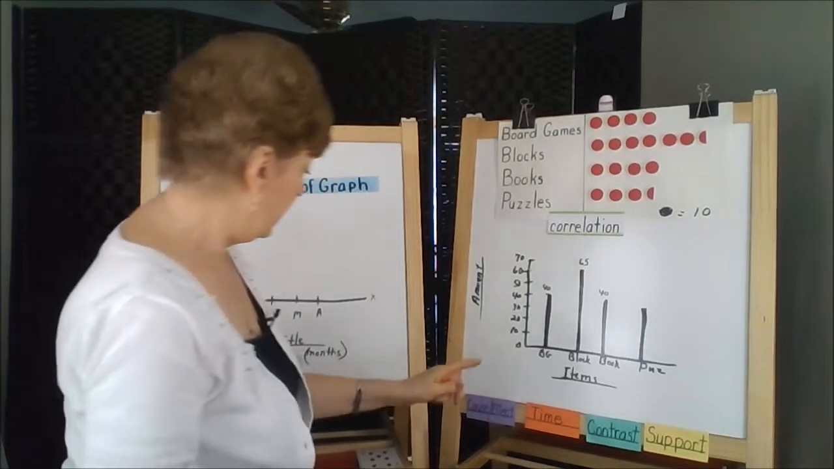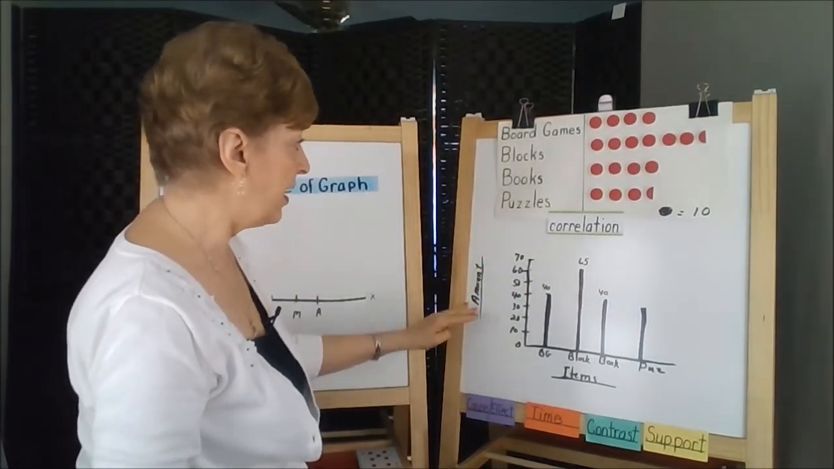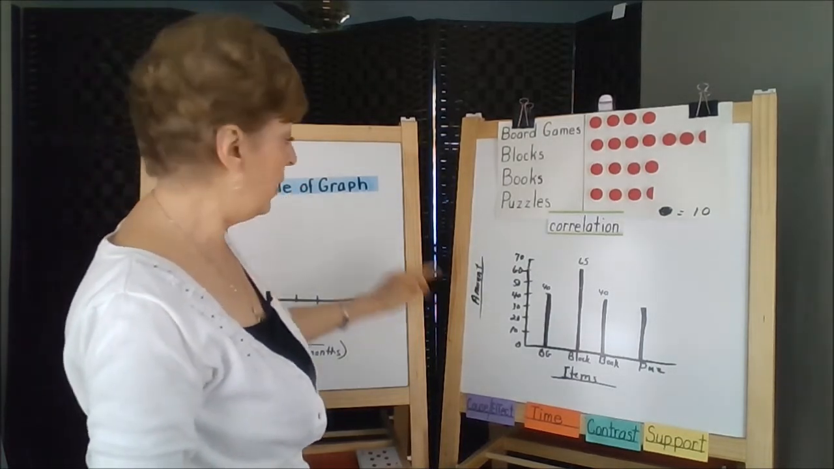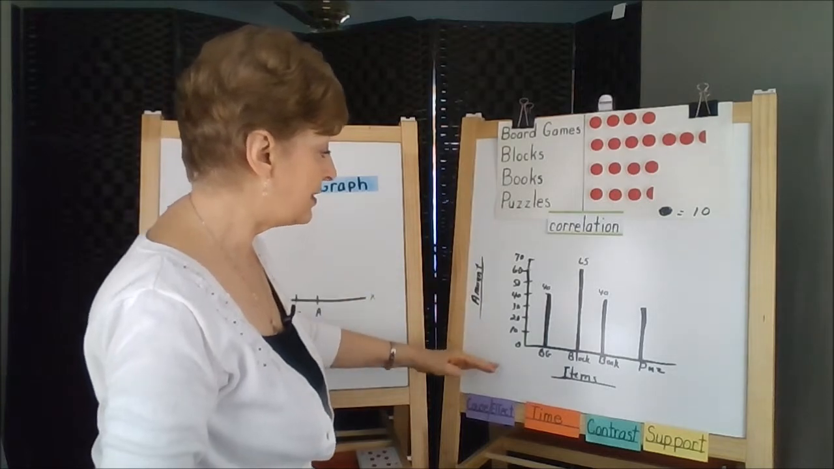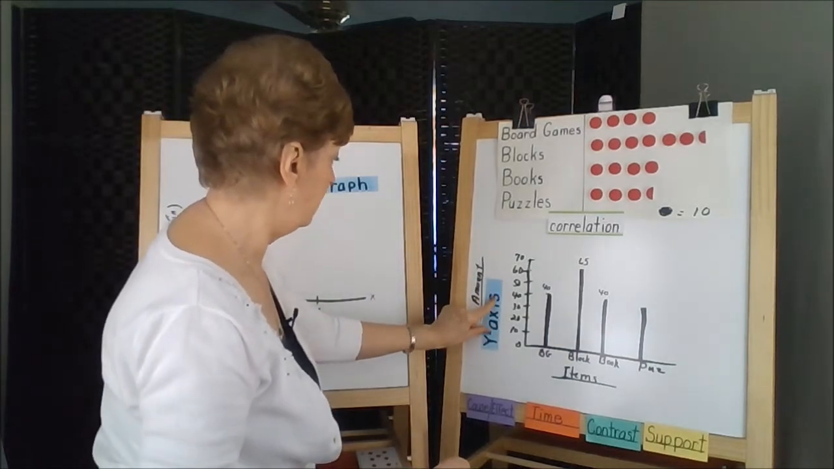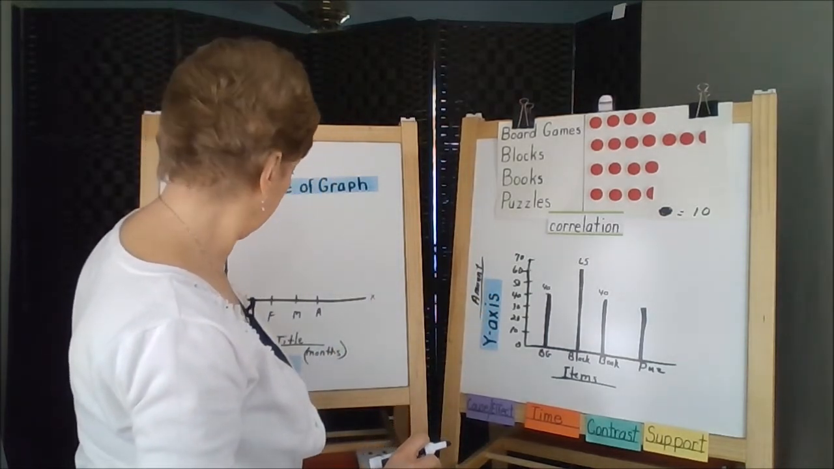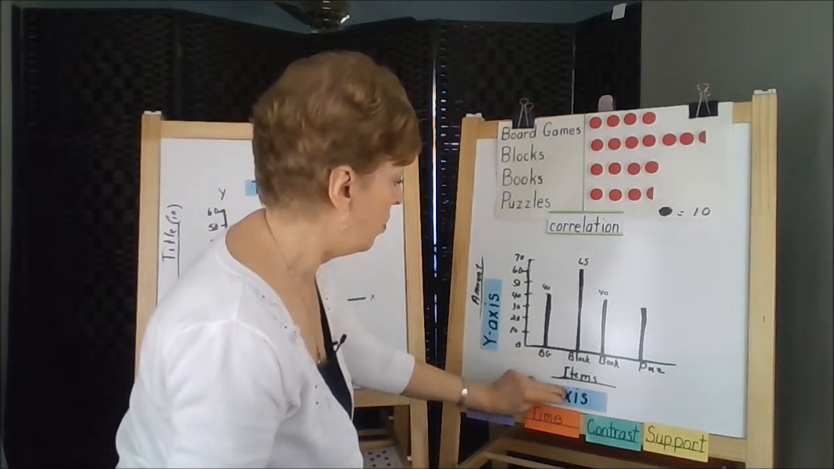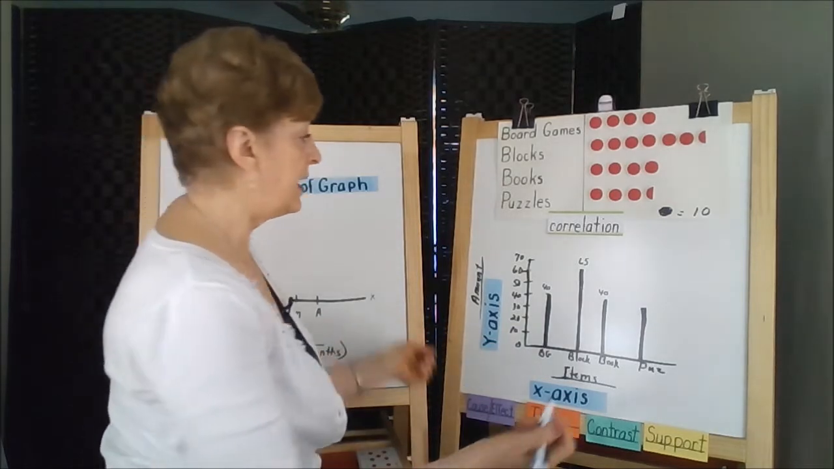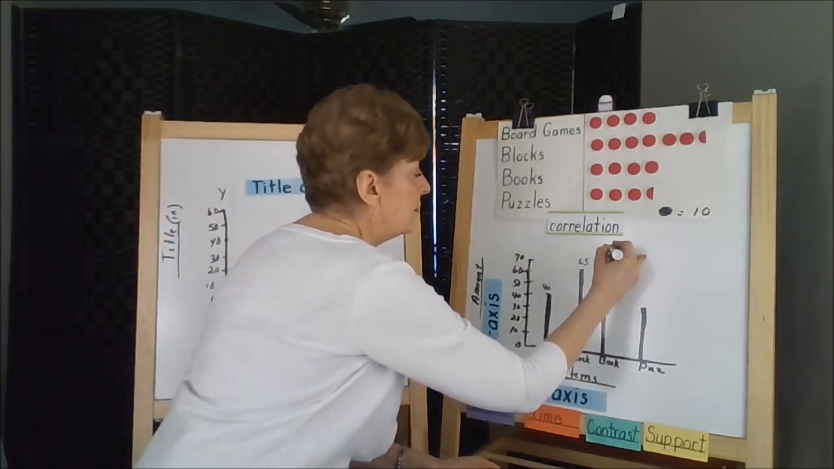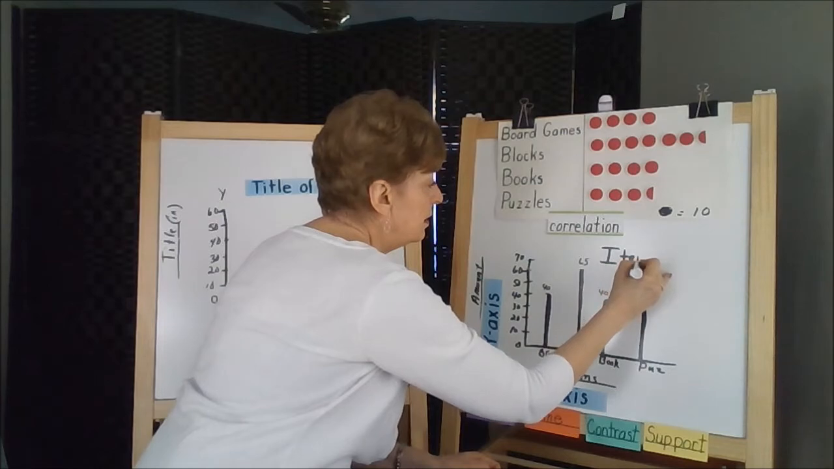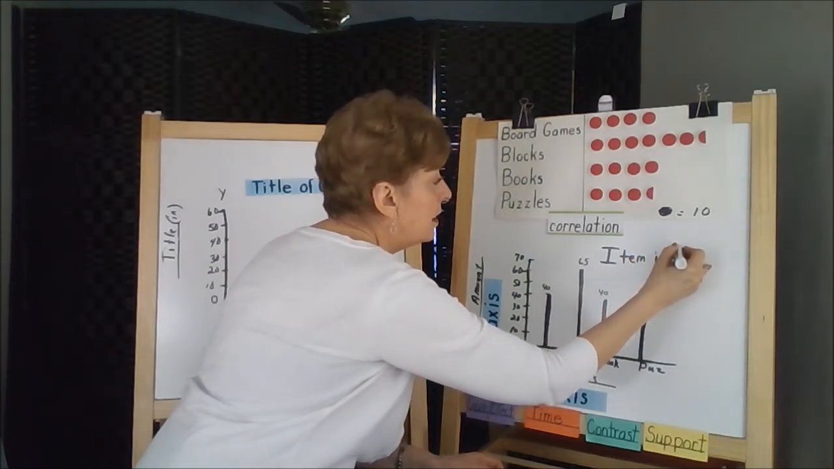And of course, the graph needs a title for the whole thing. And the title of the graph is going to tell the relationship between the y-axis and the x-axis. Here we have the y-axis, and this one is the x-axis. So what's the relationship between the amount and the actual item? Maybe we could say, how about items in a playroom.